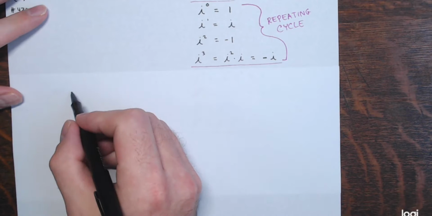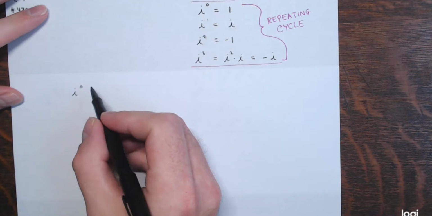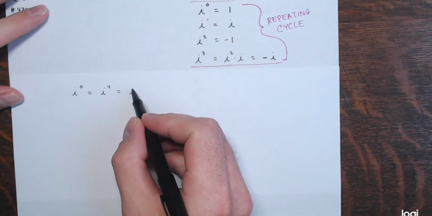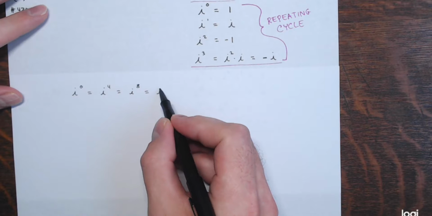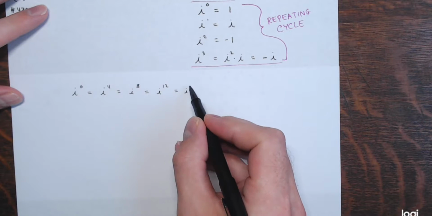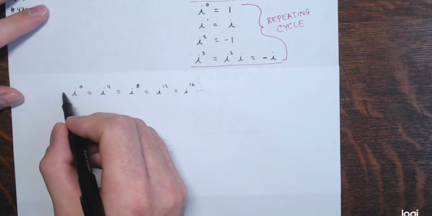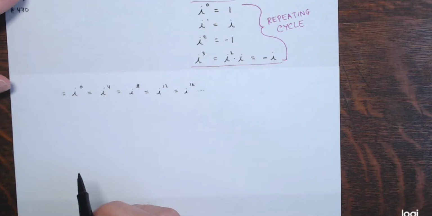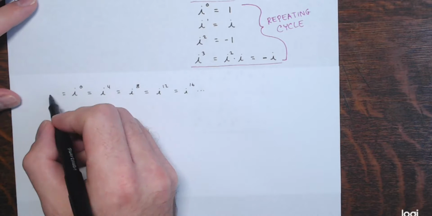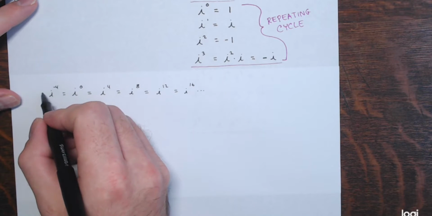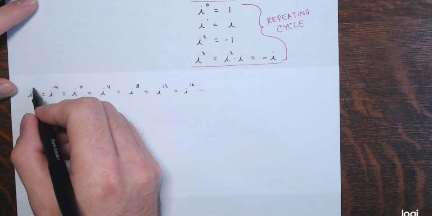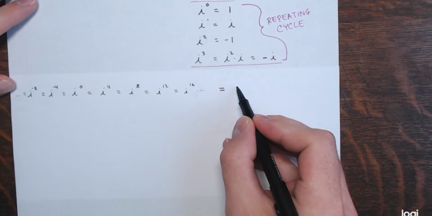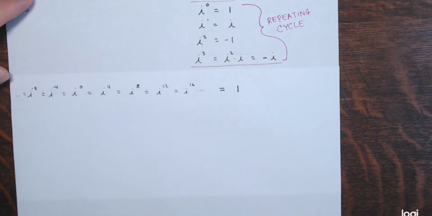So starting with i to the 0, right? i to the 0 is the same as i to the fourth, the same as i to the 8th, the same as i to the 12th, i to the 16th, and so on. You could also go backwards. Keep subtracting 4, and you'll get the same result. So i to the negative 4 equals i to the negative 8 equals, and all of these are equal to 1.